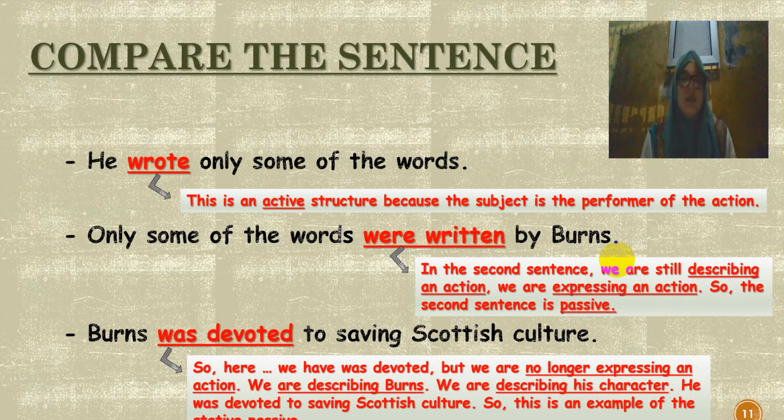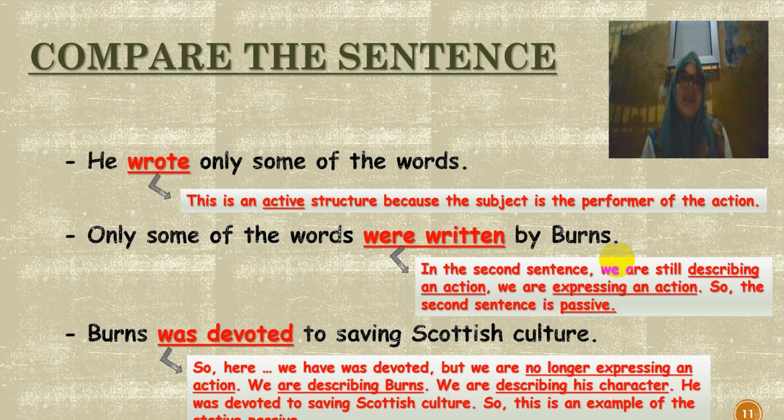Okay guys, now I'd like you to look at three sentences. We are going to compare an active sentence to a passive sentence, and then the passive to the stative passive. If you recall, I talked about Robert Burns, and I said that he is known as the author of Auld Lang Syne. Well, it is true that Robert Burns is a well-known Scottish poet, but the truth is he wrote only some of the words to Auld Lang Syne.